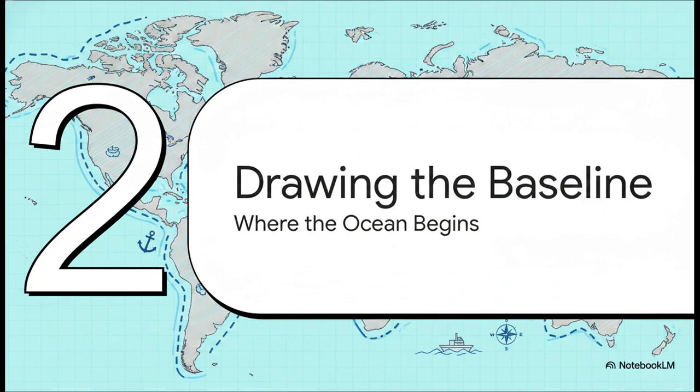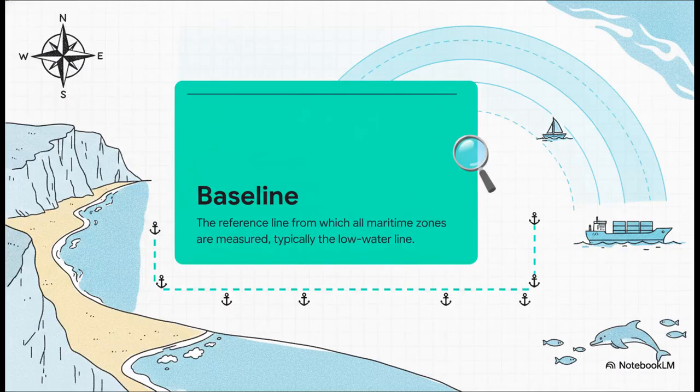Section 2. Drawing the baseline, where the ocean begins. Before a country can claim any ocean, we have to figure out exactly where their territory actually starts. Everything in maritime law begins with the baseline. Under Article 5 of UNCLOS, this normal baseline is the low water line along the coast. Think of this baseline as the ultimate, non-negotiable anchor for a state's sovereign power.